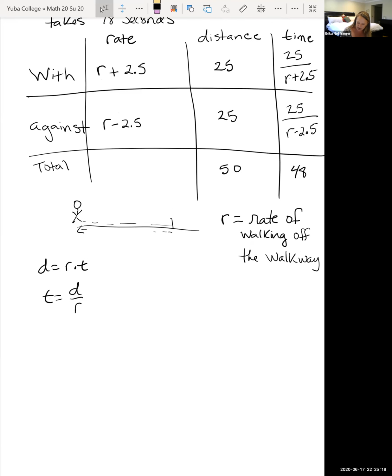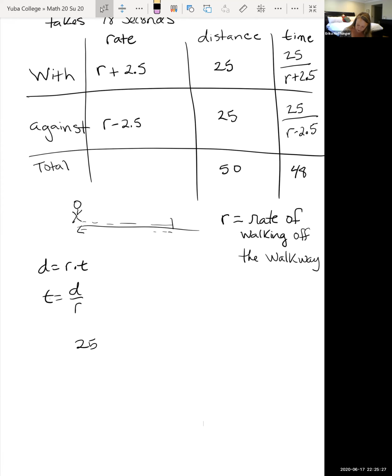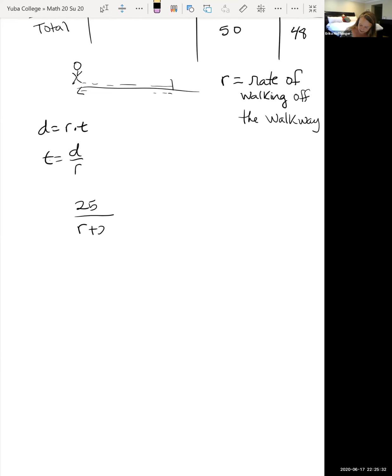So we know the time with the walkway is 25 all over r plus 2.5, plus the time coming back, 25 all over r minus 2.5. We know that this was 48 seconds. And so now we need to look at solving this.